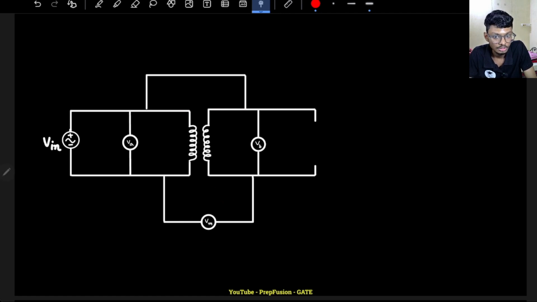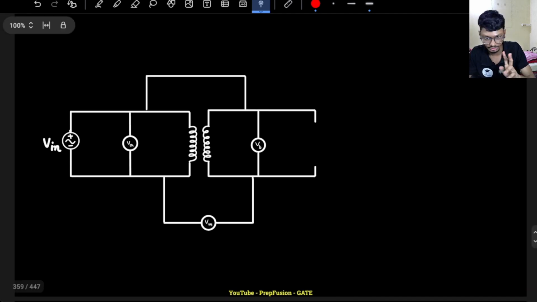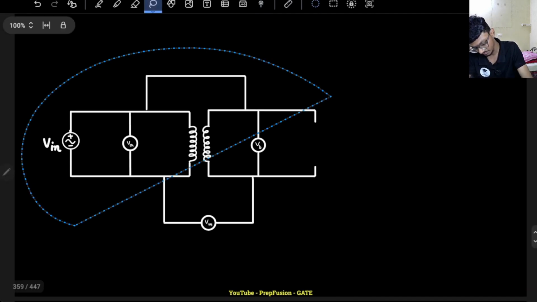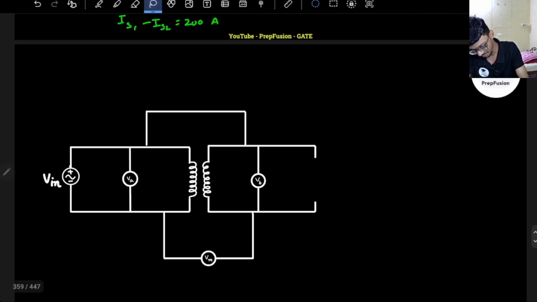So let's assume first that it is connected with a dot. If it is connected with the dot, what will the reading be? Let's assume there are two cases, so I will copy this circuit. There are two cases. This is the arrangement of my experiment.